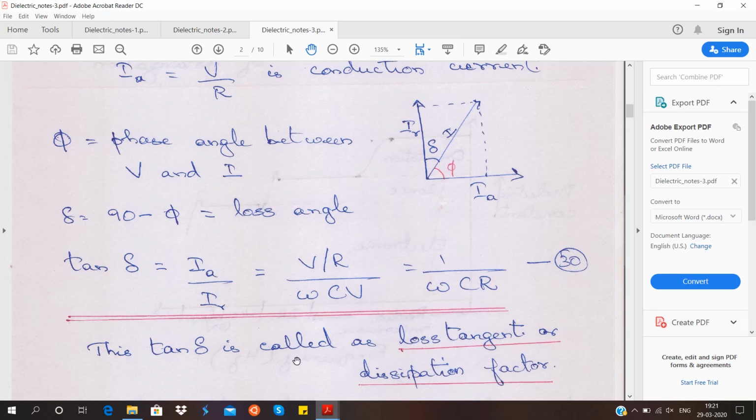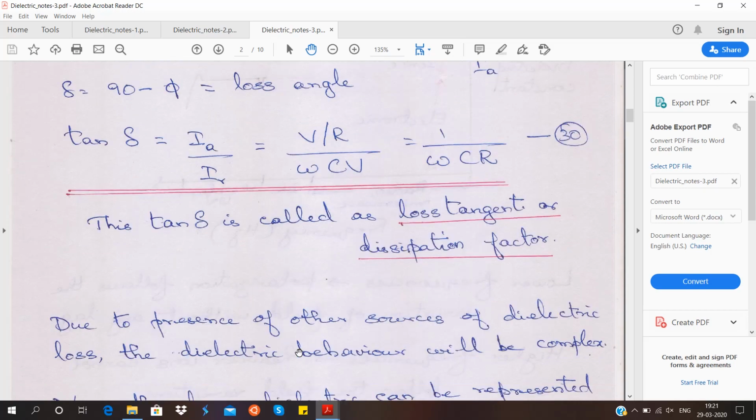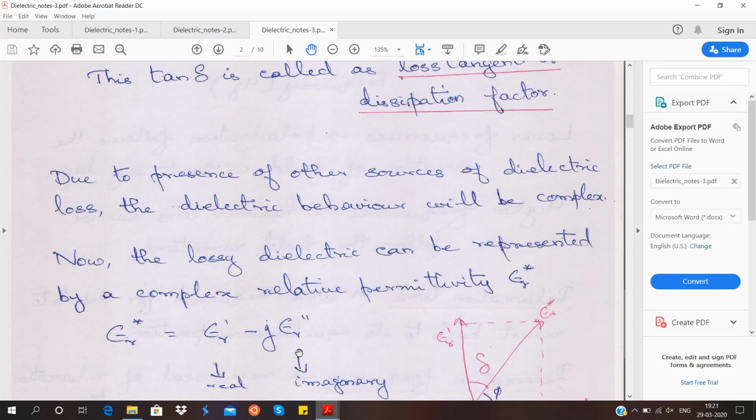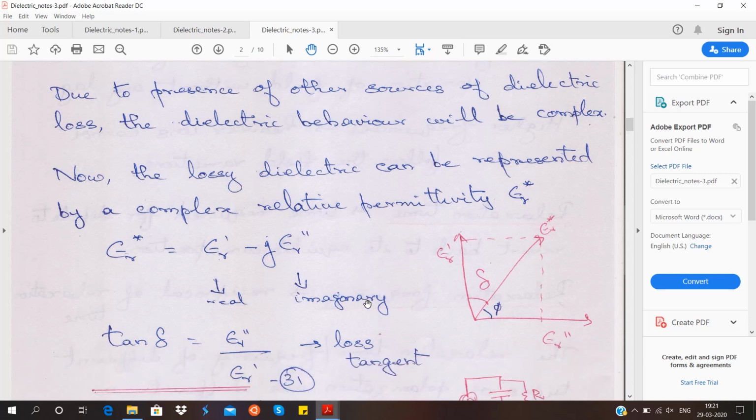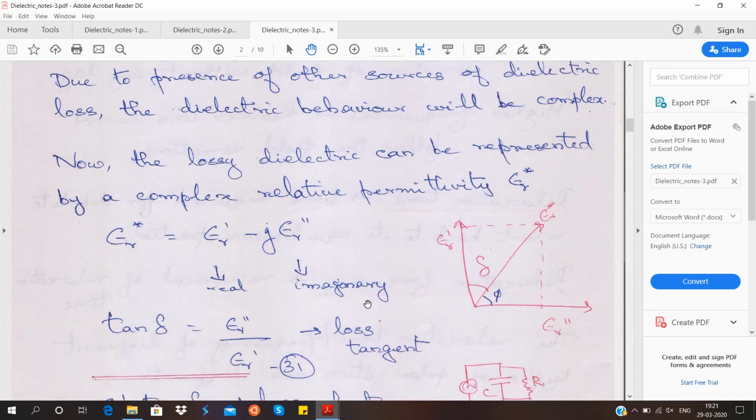I am going to define it in a similar way based on the dielectric constant or the relative permittivity. So the relative permittivity also is going to be a complex quantity. I can represent that the relative permittivity epsilon r star is a sum, sorry, this is not minus, it should be plus over here, the sum of the real component and the imaginary component. So epsilon r prime as real and epsilon r double prime as imaginary, j as the vector.